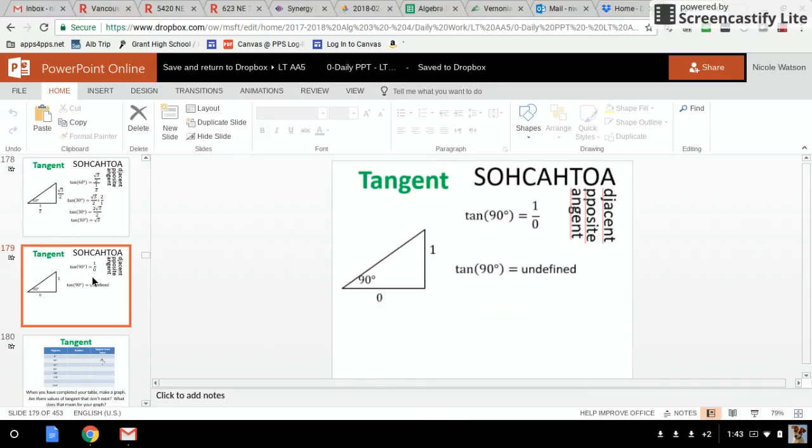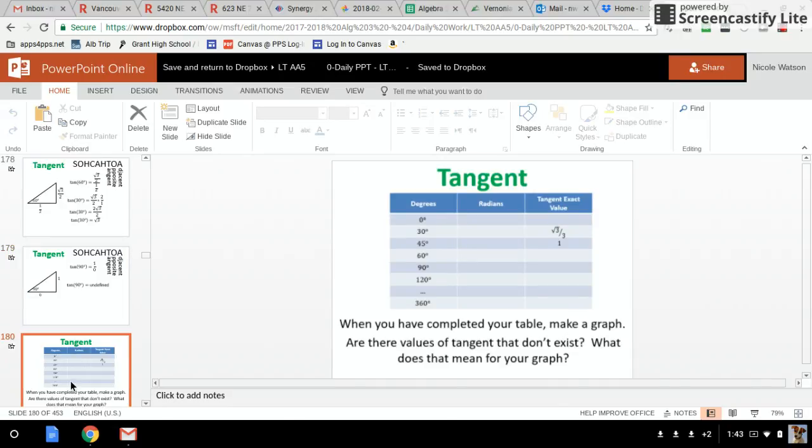Now, I want to look at 90. Unfortunately, with 90, what happens? 0 is in the denominator. You're going to see with 90 and 270 that you're going to get actually some asymptotes. It'll look like it's undefined in your calculator. Take a moment to watch this right now, to finish filling this all out.